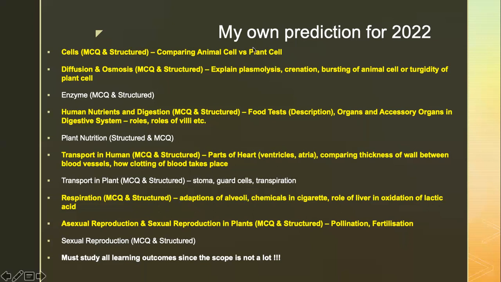Okay, diffusion and osmosis, do pay attention to the explanation part.